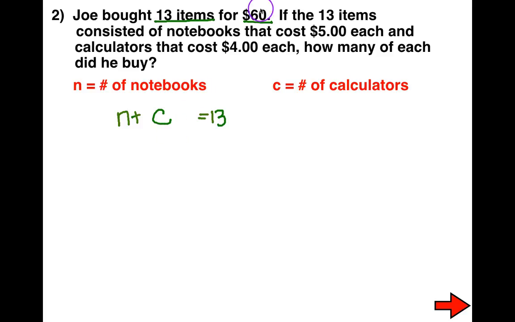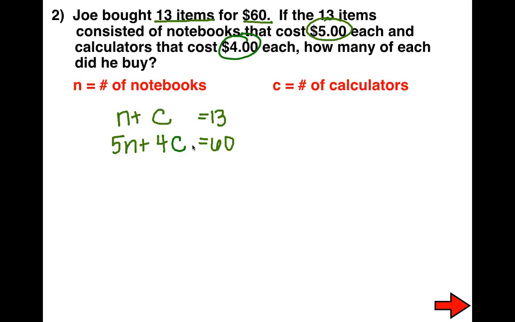Now, the other part is, how was $60 spent? Well, it's because every notebook cost, let's see, $5. So I'm going to go ahead and write 5 times n, because that's what would contribute the cost of the notebooks. Make that a little bit neater. And then what about the calculators? Well, the calculators cost $4 each. So just the cost of the calculators alone would be 4 times the number of calculators.